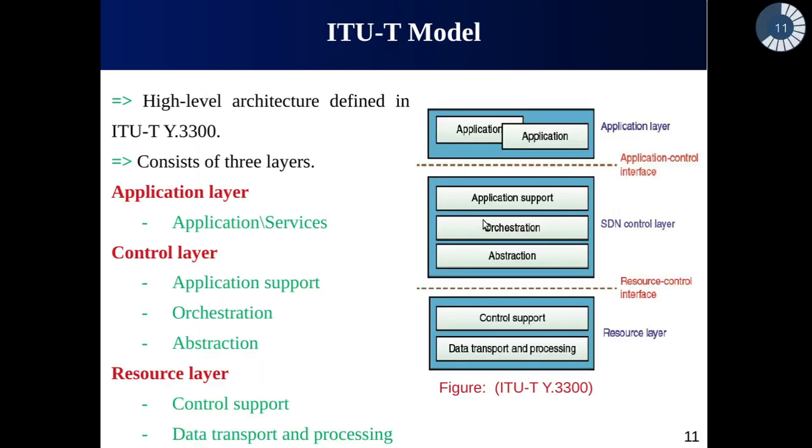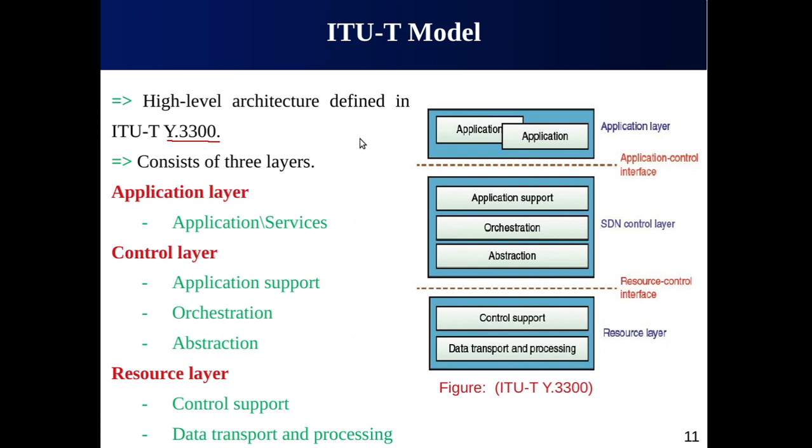Now let us see the ITU-T model, which is commonly referred to by Y.3300. This is actually the SDN high-level architecture. It is defined in the ITU-T Y.3300. You can easily Google it on the internet, ITU-T Y.3300. This model has three layers, as you can see.